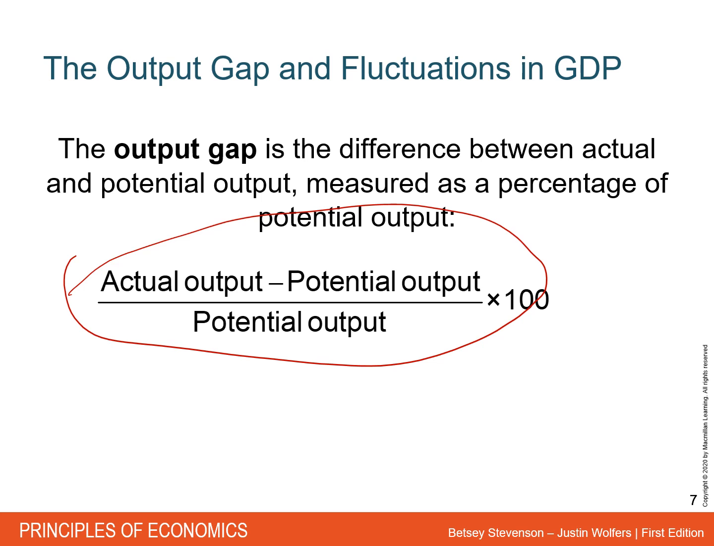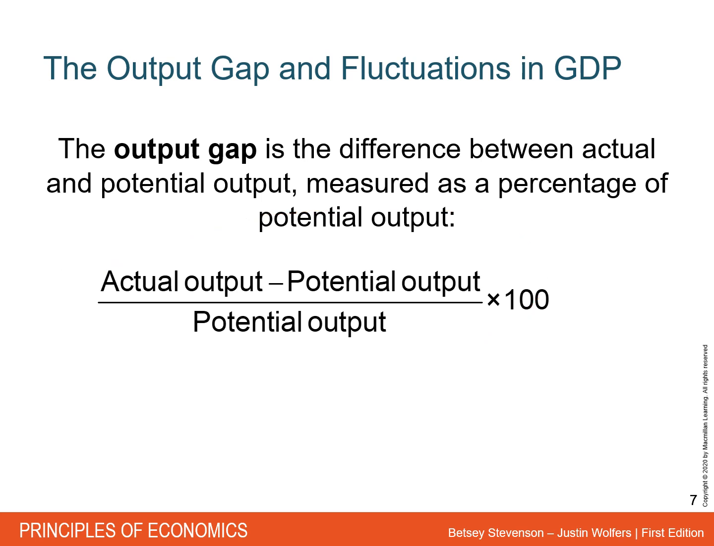So that's economic expansion. Now this times 100 here, what it does is just turn our decimal into a percentage. So it's not really times 100, it should be more like times 100%, right? So your output gap should be a percentage.